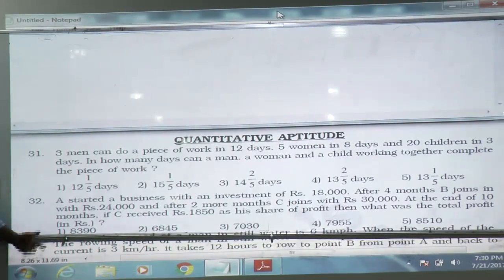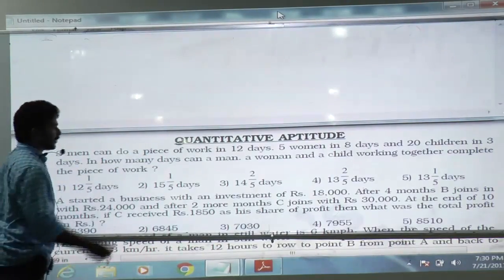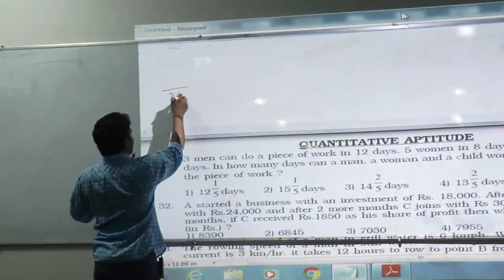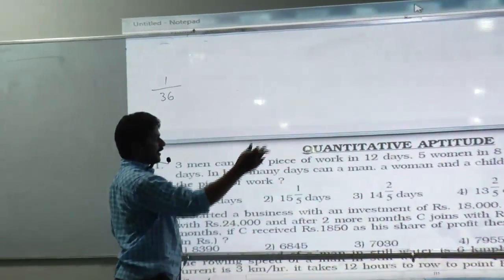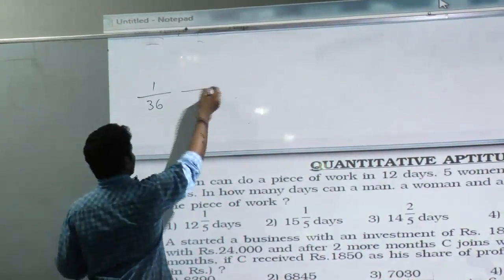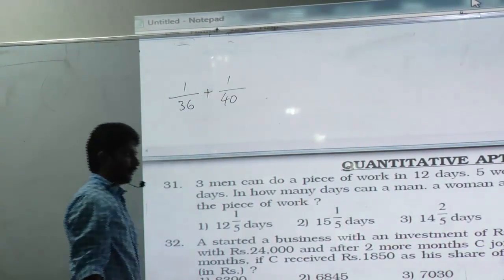Take the unit of work, or one day's work, whatever it is. If 3 men can do it in 12 days, 1 man can do it in 36 days. 1 day work is 1 by 36. 5 women can do it in 8 days, so 1 woman can do it in 40 days. 1 day work is 1 by 40.